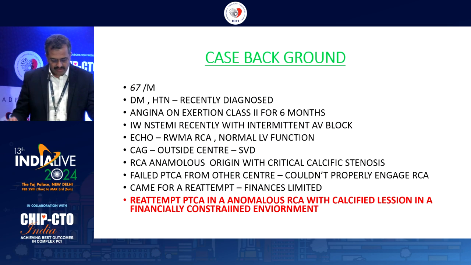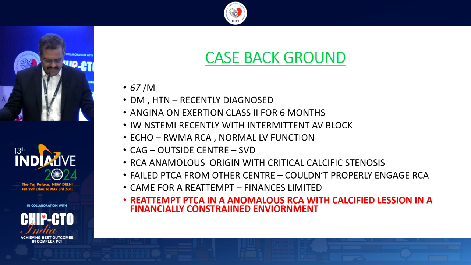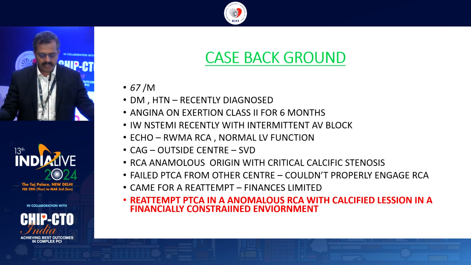So, the story of a 67-year-old diabetic hypertensive who had inferior wall STEMI with intermittent AV block. Echo showed preserved LV function with wall motion abnormality in the RCA territory. He underwent an angiogram at an outside center. RCA was anomalous and had a critical calcific stenosis. PCI was attempted from that center, but as per the reports, they couldn't engage the RCA properly, so PCI was left.